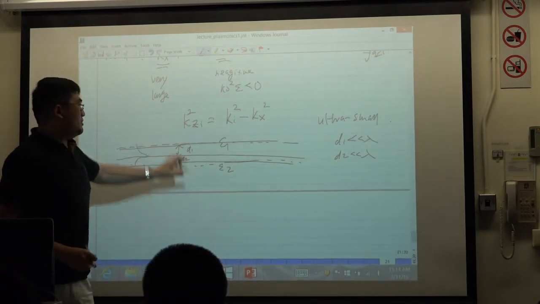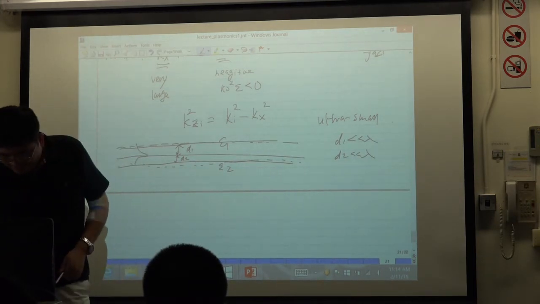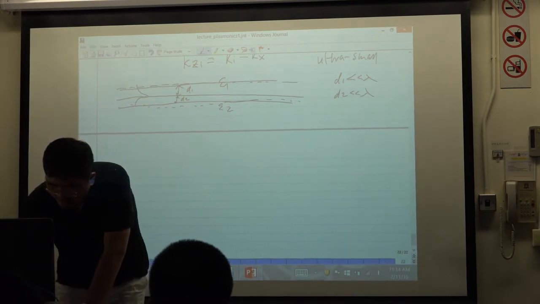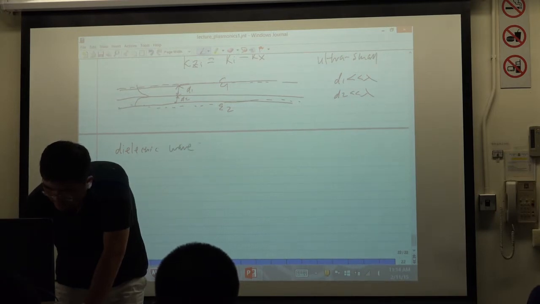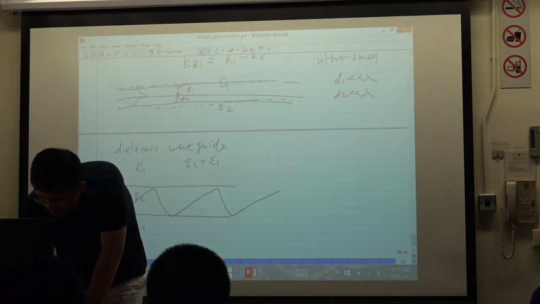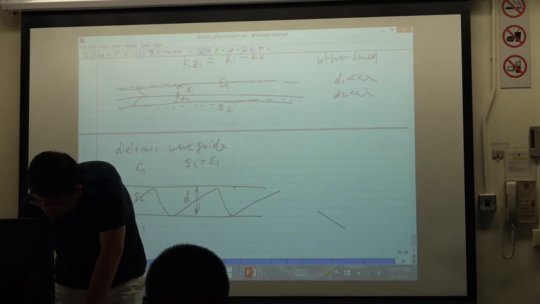Device cut signals. Another thing, remember the dielectric waveguide. We need 3 layers, right? Index 1, index 2, index 1. Index 2 should be larger than index 1, right? It's a guided wave. And this thickness D is around lambda over 2n, with n2 around.